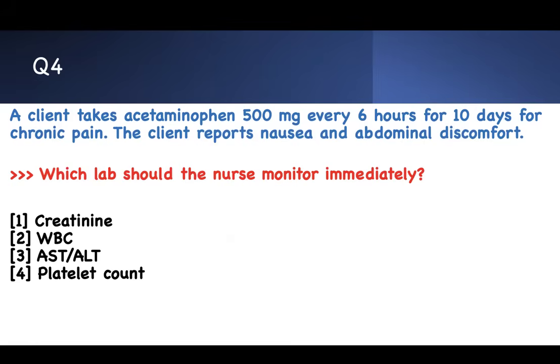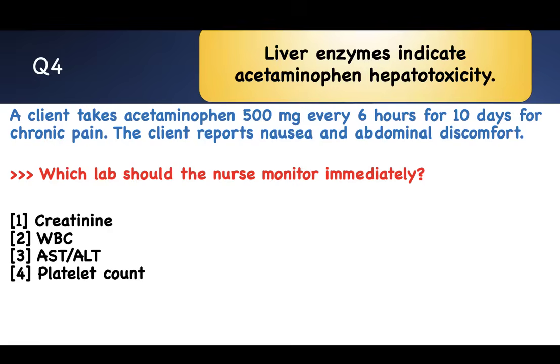Acetaminophen, the key concept is what? It affects the liver. It's liver toxicity. And therefore, how do I assess the liver? By checking lab work that is consistent with the liver. Creatinine is consistent with your kidney problem. The WBC indicates infection. AST and ALT indicate liver dysfunction. Platelets may indirectly be related to the liver because of the spleen.